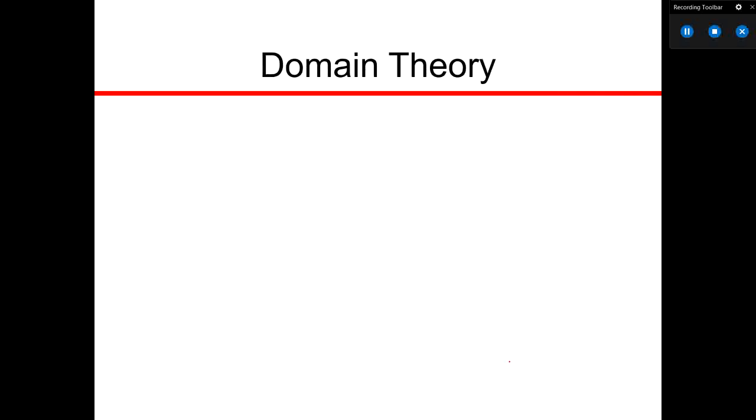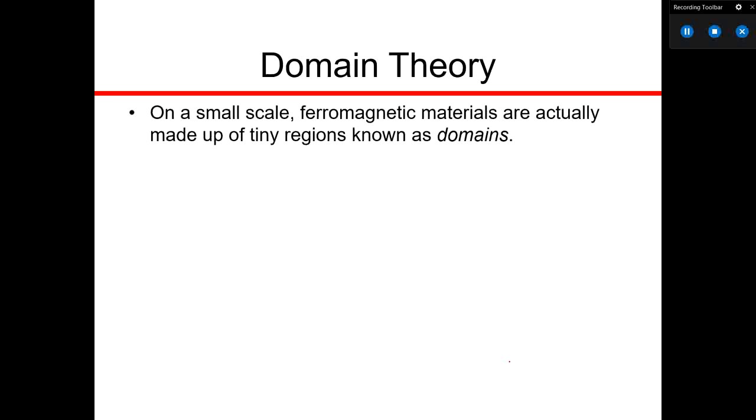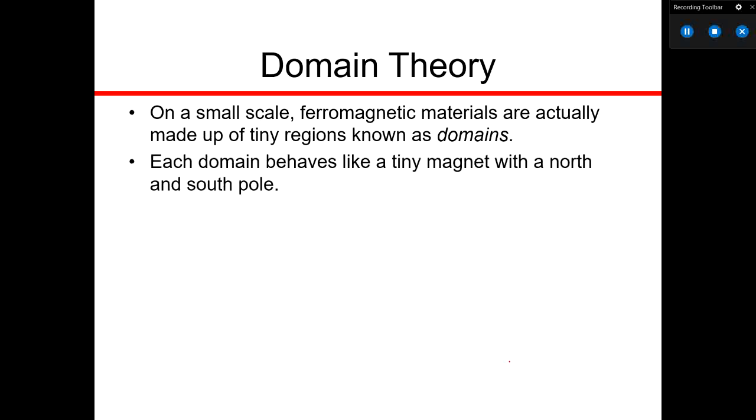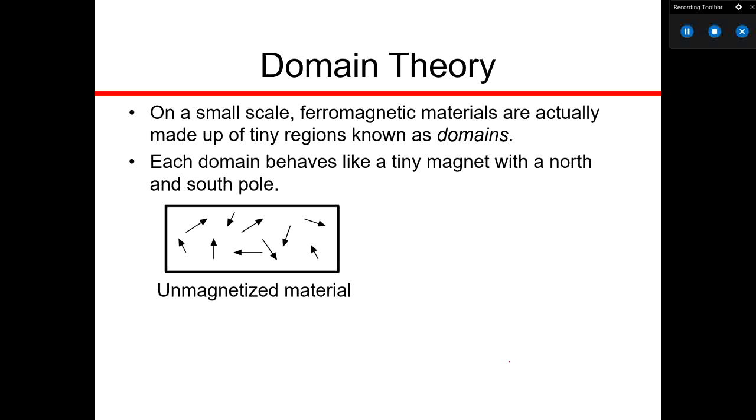So why are things magnetic? To understand why something actually has magnetic properties, we have to go way down to the atomic level and study what's going on with its actual particles. Okay, so we talk about domain theory. On a small scale, ferromagnetic materials are made up of tiny regions known as domains, and each domain behaves like a tiny magnet with a north and a south pole.